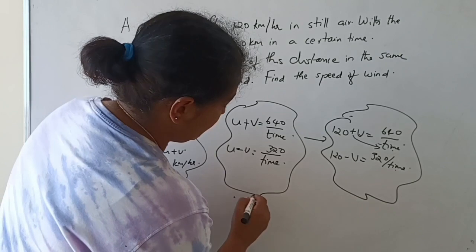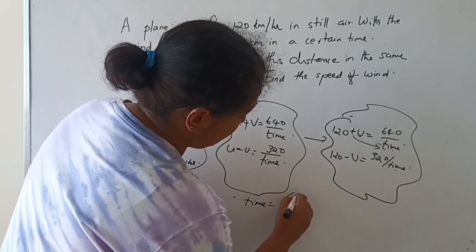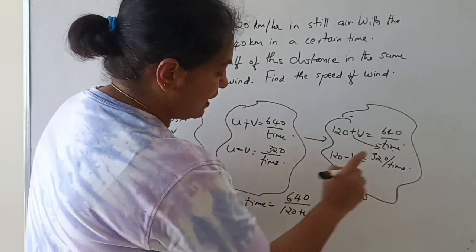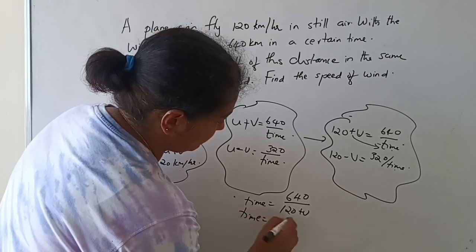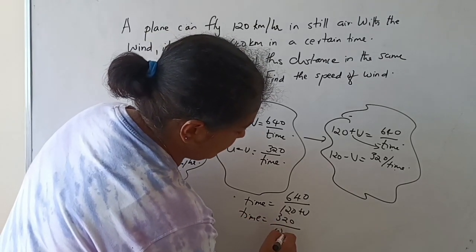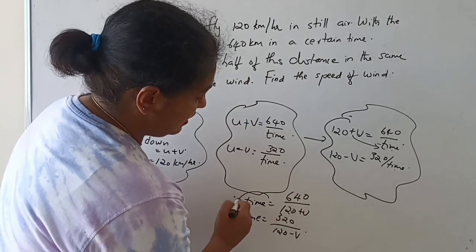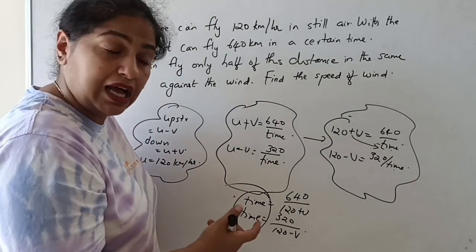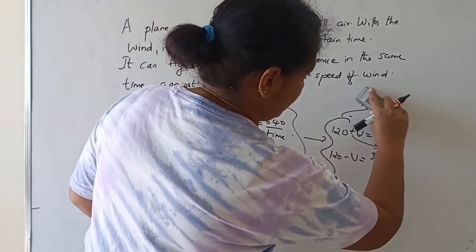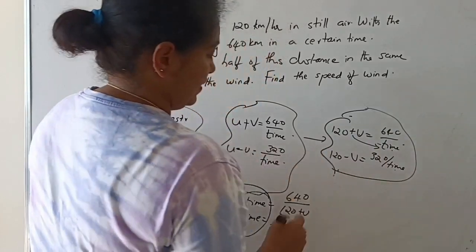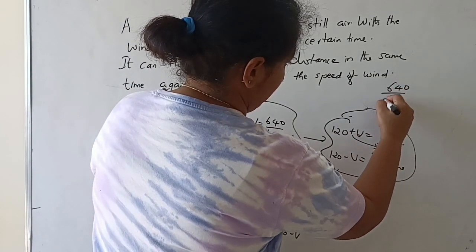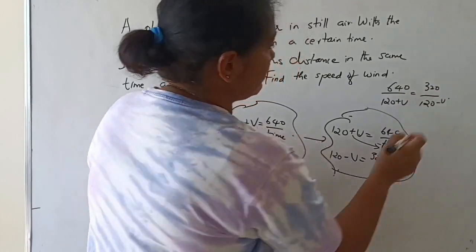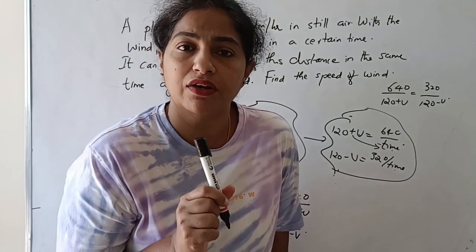So you will get time is equal to 640 divided by 120 plus v. This is from the first equation. From the second equation, time is equal to 320 by 120 minus v. So my LHS in both the cases is the same quantity, which is the same time. So I can equate my RHS. I get 640 by 120 plus v is equal to 320 by 120 minus v. Now I have got a linear equation in a single unknown v.